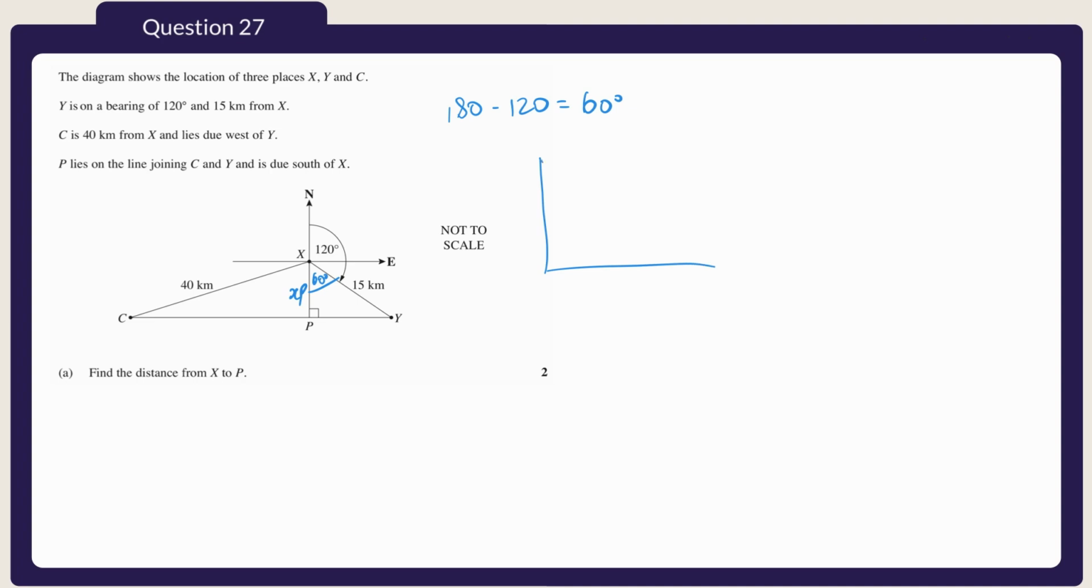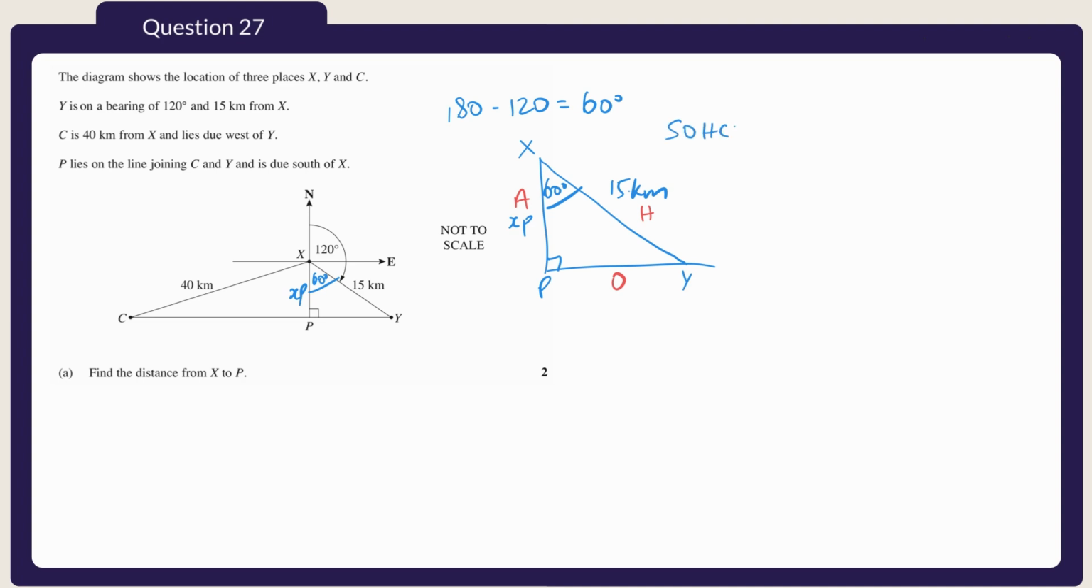So let me redraw the triangle that we've got. There's my P, Y, and X. This is what we're trying to find, XP. This is 60 degrees, 15 kilometers. So what I'm going to do is label the different sides. There's my opposite, hypotenuse, and adjacent.